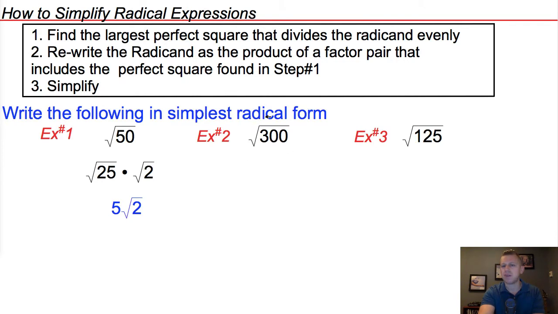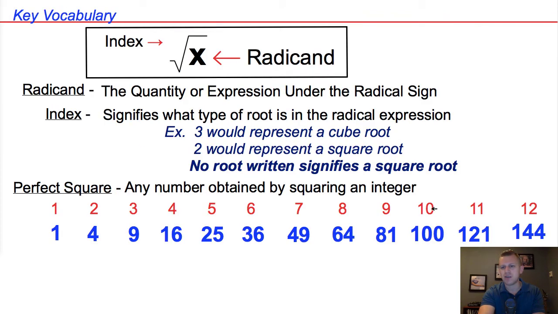Step 2, rewrite 300 as a product that includes 100. 100 times what is 300? 100 times 3. So I can rewrite it as this product. And then in the last step, I just simplify the perfect square. The square root of 100, if you didn't know, is 10.